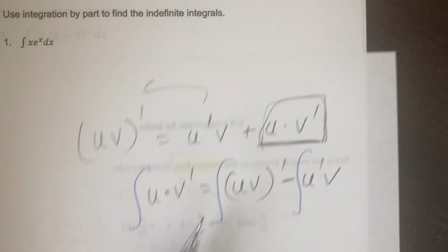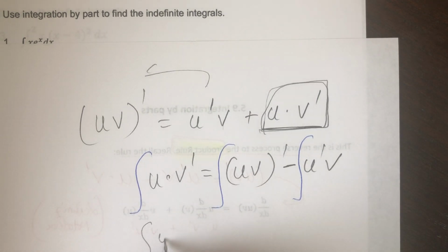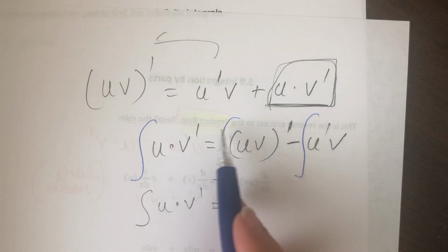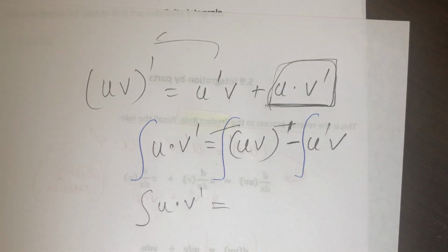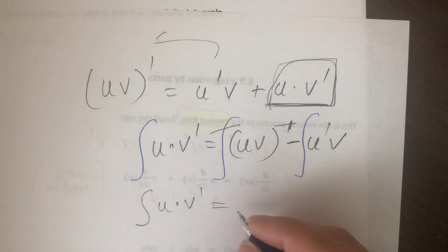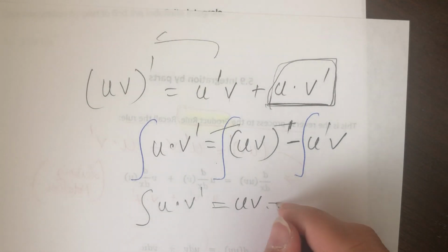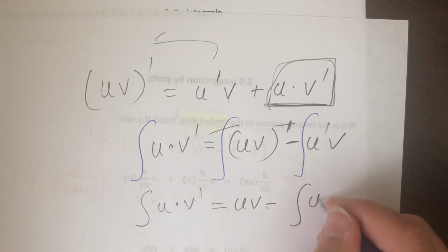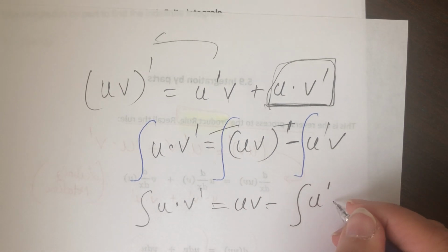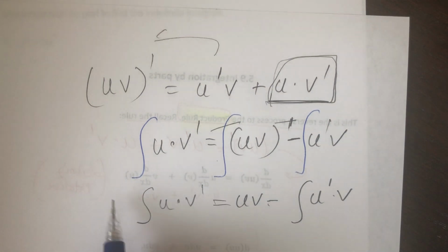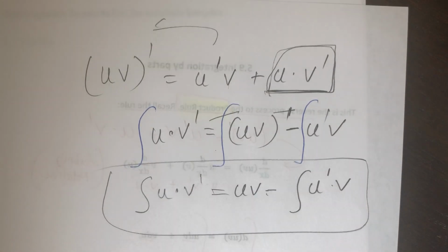So what's going to happen? I have the integral of a function and the derivative of another. Here I have an integral of a derivative of the whole thing. These cancel each other out, right? So an integral and a derivative cancel each other out. So I'm left with just uv minus simply the integral of the derivative of u this time times v. So they swap. And this is your integration by parts formula.